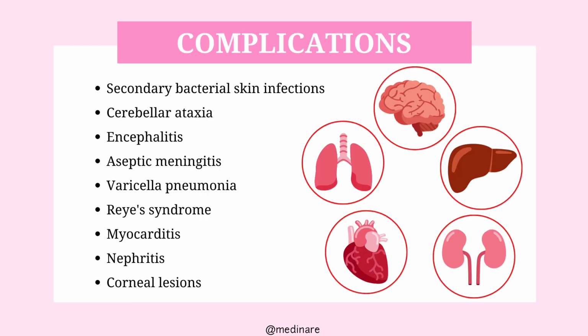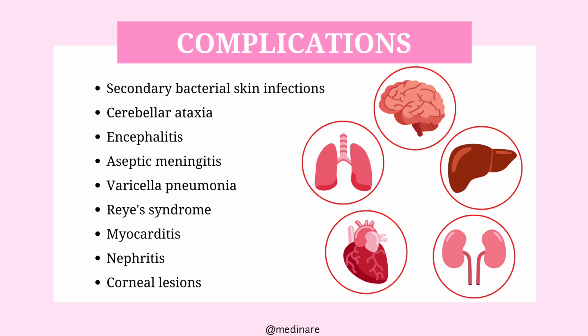So now let's talk about the complications of this virus. Basically, varicella zoster's complications don't usually occur in children, but mostly occur in adults and also in immunocompromised individuals. It presents most commonly as a secondary bacterial infection of the skin, usually Staphylococcus infection. The most common extracutaneous complications include cerebellar ataxia, encephalitis, and aseptic meningitis. This can happen in children.